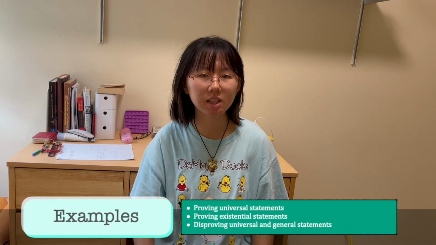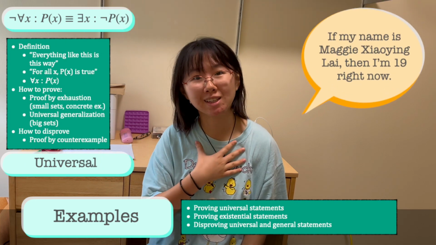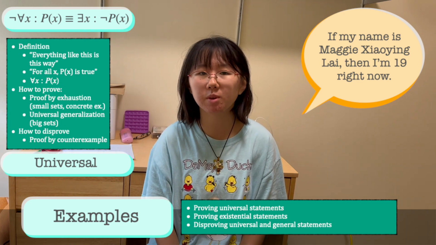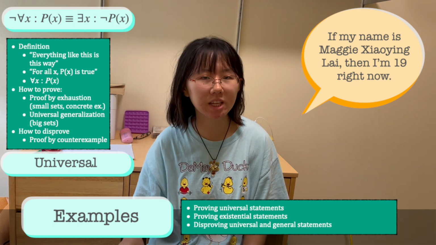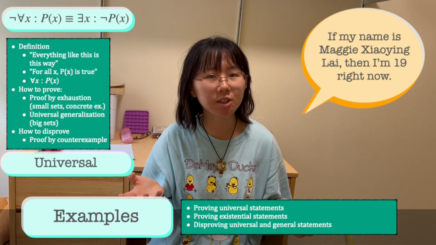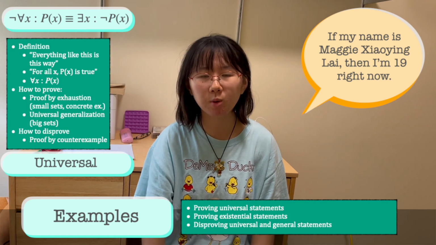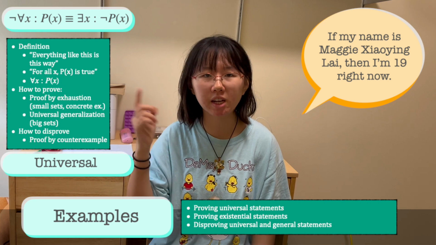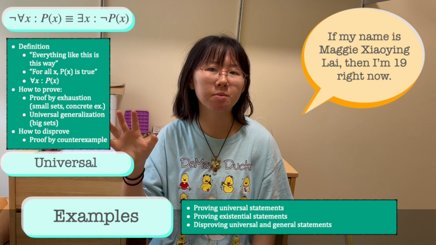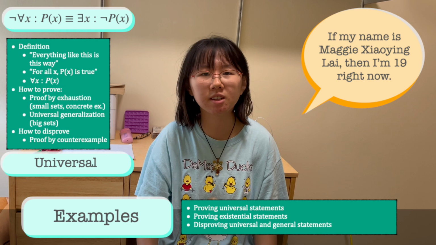So for an example, let's prove a universal statement using just words. If my name is Maggie Sawying Lai, then I'm 19 right now. So that's a universal statement, right? Because I can say, for all people named Maggie Sawying Lai, they are 19 right now. And that's another good trick to do when you're writing proofs. If the original statement doesn't have any quantifiers in it, you should always be thinking in your head, or even writing explicitly on your paper, the exact theorem or statement in quantifiers. It just makes things easier to prove for yourself and for your reader.